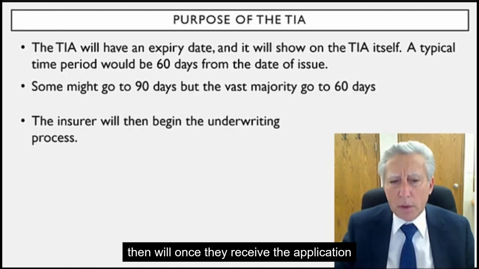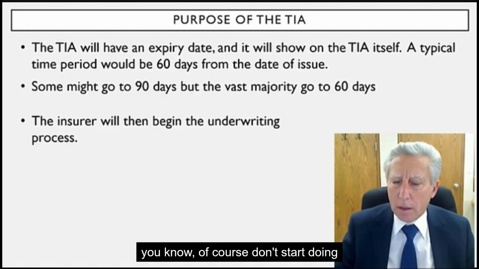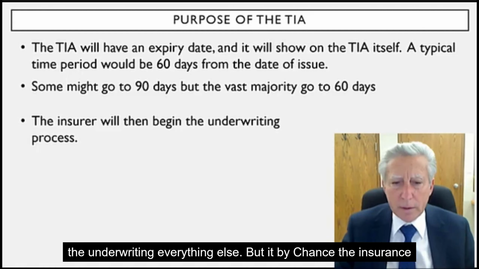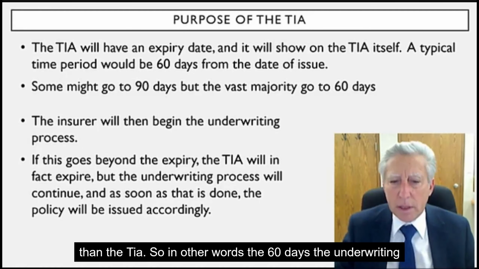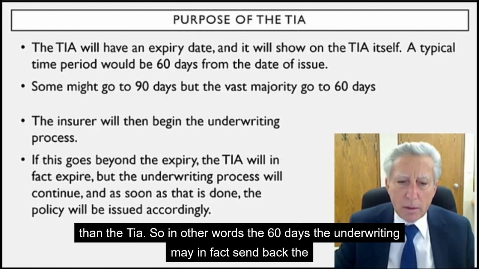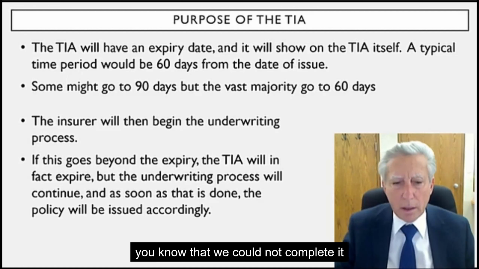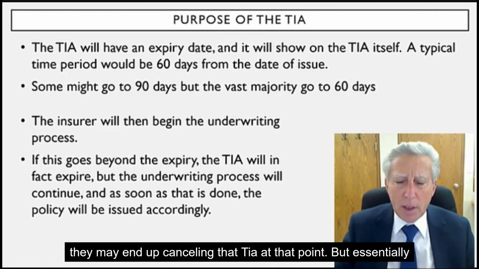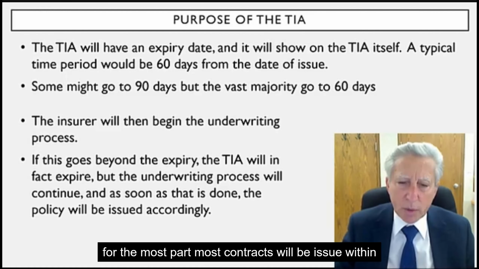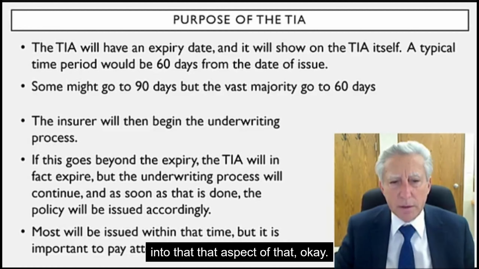The insurer then will, once they receive the application, minus the TIA of course, start doing the underwriting and everything else. But if by chance the insurance underwriting process takes longer than the TIA, in other words, the 60 days, the underwriter may in fact send back the TIA letter basically saying that we could not complete it during the appropriate time. So they may end up canceling the TIA at that point. But essentially, for the most part, most contracts will be issued within that TIA period of time. So you should, again, pay attention to that aspect of it, okay?